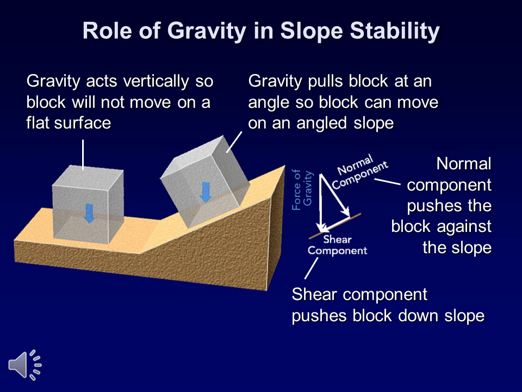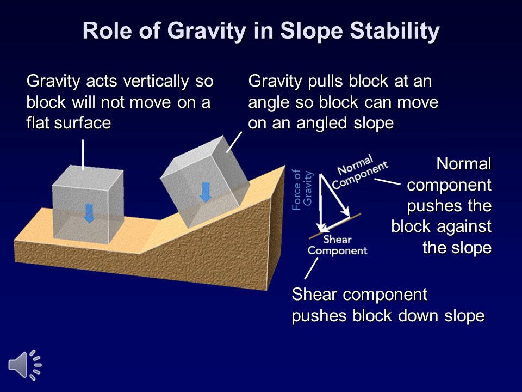If we look at these block diagrams here, the one that's on a flat surface without a slope, gravity acts vertically, so the block will not move on a flat surface. Gravity is pulling everything in the direction towards the center of the earth. So if it's on a slope, gravity pulls the block at an angle, so the block can move on an angled slope, always moving downhill.